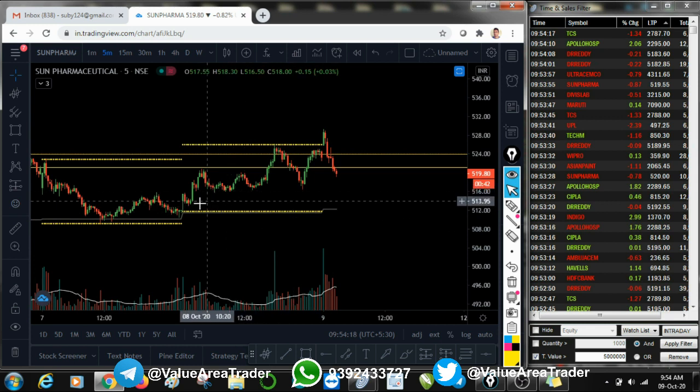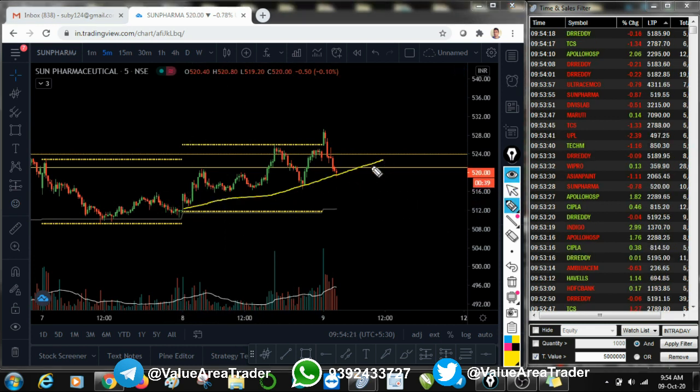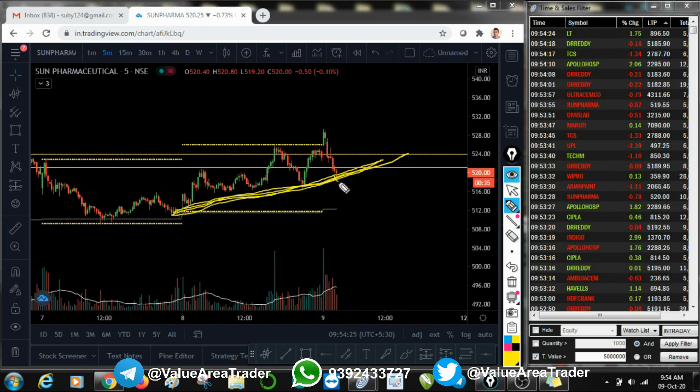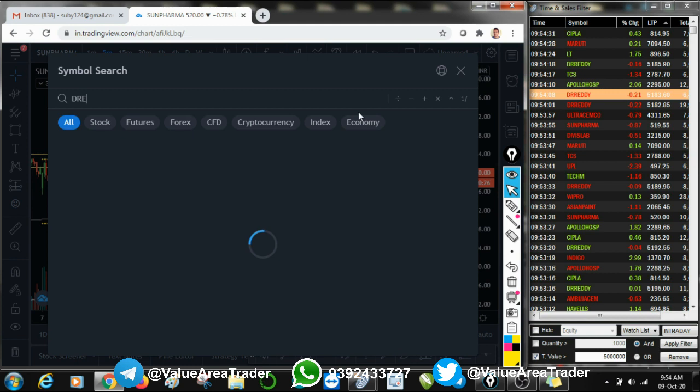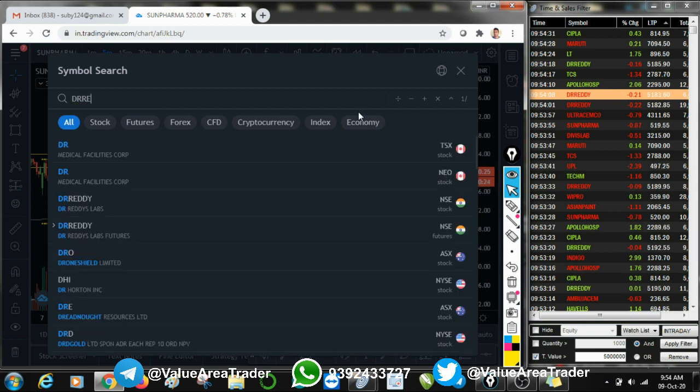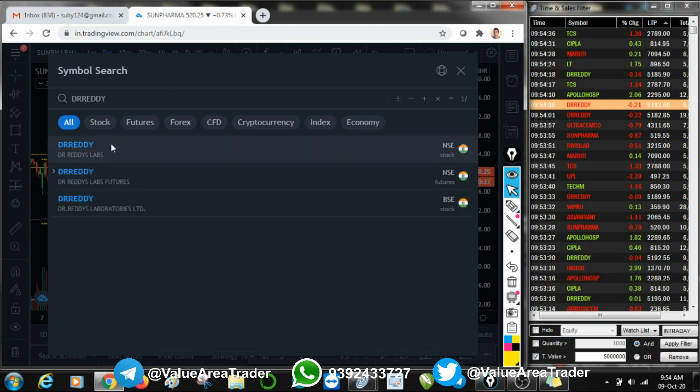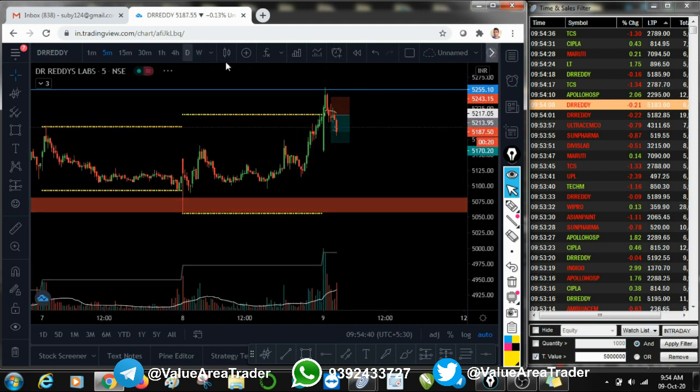It is also breaking our trend line. If you see, this is a trend line. So if it breaks the trend line, then probably we can go for a short trade when it bounces back. Anything else do we have on the screen? Dr. Reddy. Let's see if Dr. Reddy is having a bearish fall. We'll go to the daily.